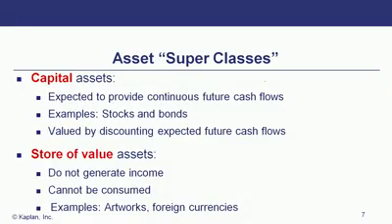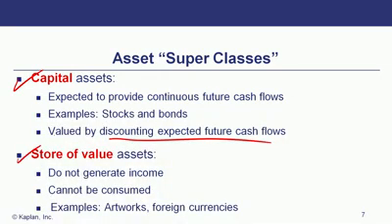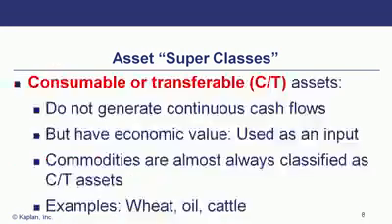Okay, asset superclasses. Capital assets are stocks, bonds, those types of things. You're going to value them with discounted cash flow. They're expected to produce ongoing cash flows. There are also assets that are a store of value. They don't generate income and they can't be consumed, but nonetheless they represent a store of value. So currencies would be one, artwork would be one. I would actually put gold in this category as well, because we don't really use it in our production processes anymore, but I think they put it somewhere else here.